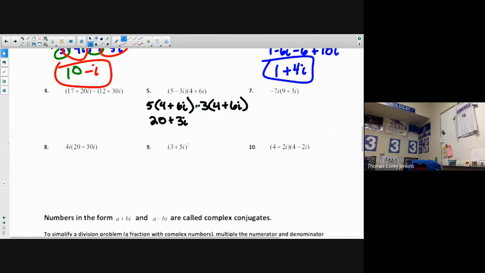Distribute the minus 3. I wrote 3i there. Plus 30i. Distribute the negative 3. We'd have minus 12 minus 18i. Okay, and then again, we combine like terms. So 20 minus 12 is 8. That's my real number part. 30i minus 18i is plus 12.